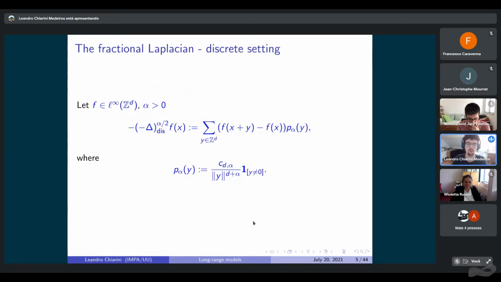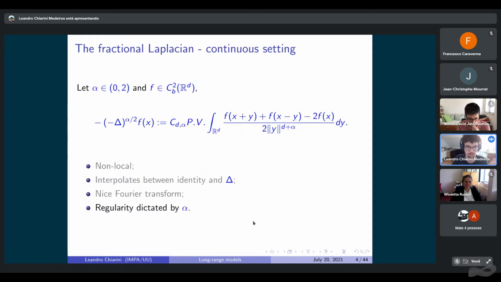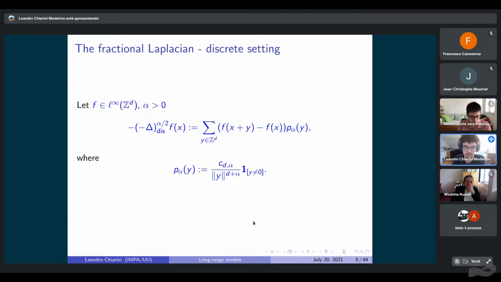One thing that is important to mention: we chose alpha between 0 and 2 here so that, even in principal value, this integral converges. For alpha bigger than 2, this doesn't converge anymore. But we can define a fractional Laplacian even in the discrete setting, so on Z. It's the same idea again. We're averaging the differences between f at a point and any other point against a kernel P_alpha, which is going to play a significant role in this whole thesis.